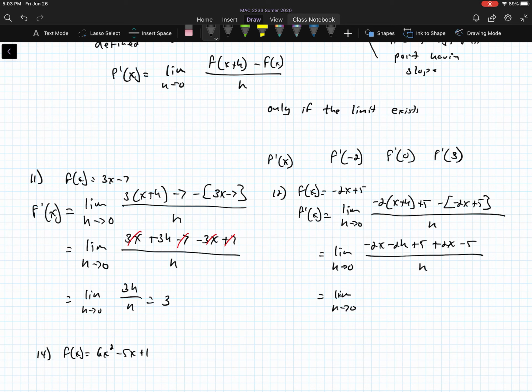So I'm going to cancel out the negative 2x, and the 2x are going to cancel each other out. The 5's are going to cancel each other out, and I'm going to be left with negative 2h over h, which is just going to be negative 2.